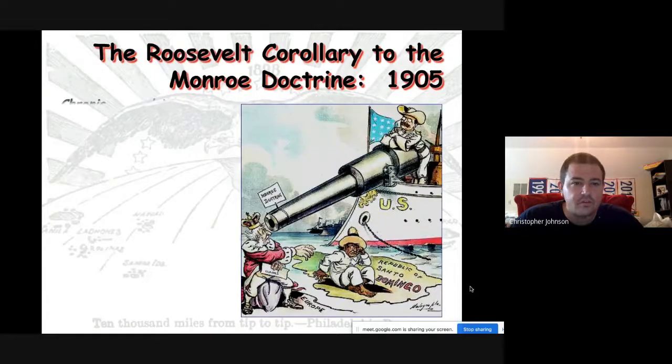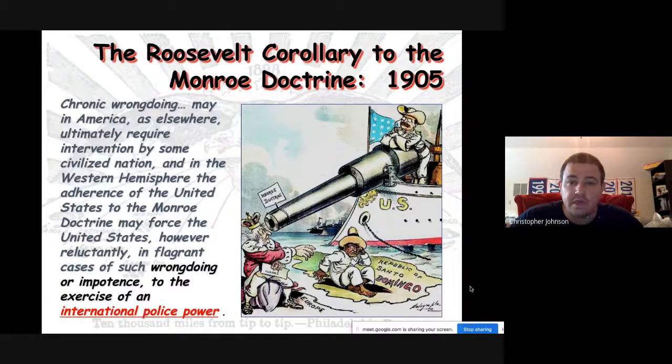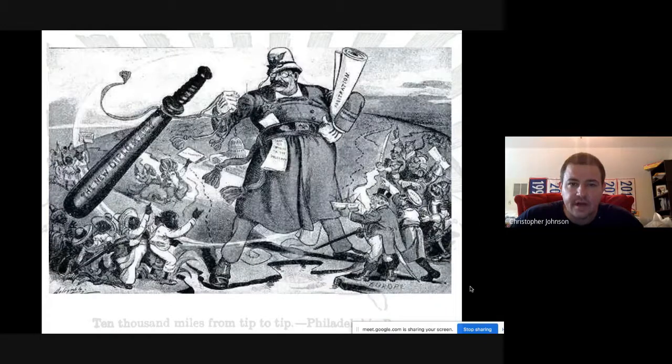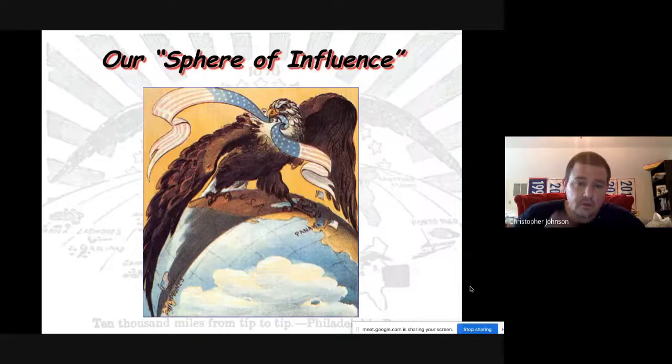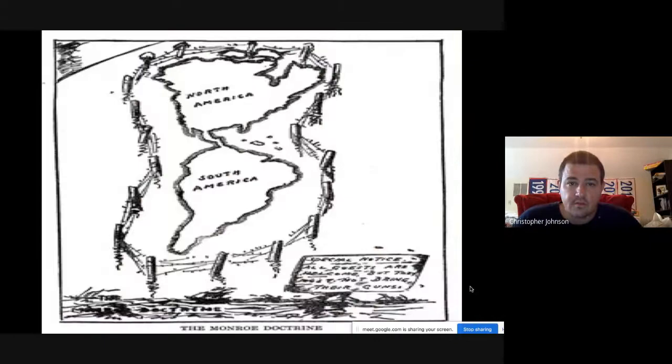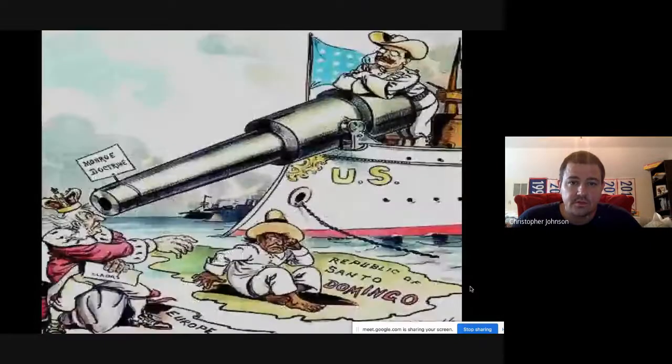And so here you see the Roosevelt corollary. We do become pretty much what Roosevelt says is an international police power, that we are going to become a police power. You're going to see this document in the DBQ. And so here we are as an international police power. Remember, he was a police commissioner in New York City in his early 30s. And so our sphere of influence we cover all of North and South America. And you see the Monroe Doctrine through different political cartoons as well, too.